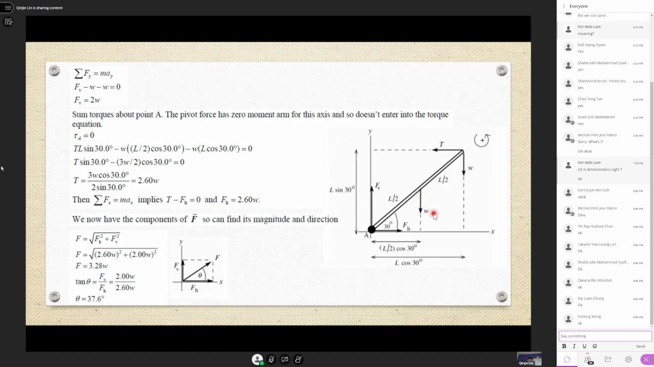Then what other forces are producing torque? One of them is this W, the other one is the other W. Same thing, you take W times the perpendicular distance. For this one, the perpendicular distance will be L over 2 cosine 30, because we are finding just this distance. So W times L over 2 cosine 30, and also we must account for the other weight at the other end. Just now it was L over 2, this one is L. So the whole thing equals 0. From here, you will get T equals 2.6 W.